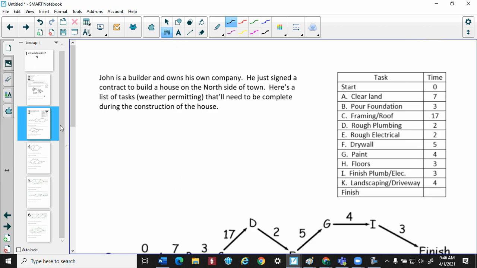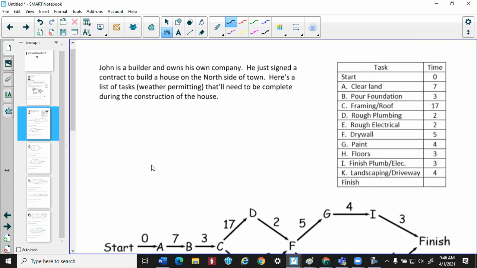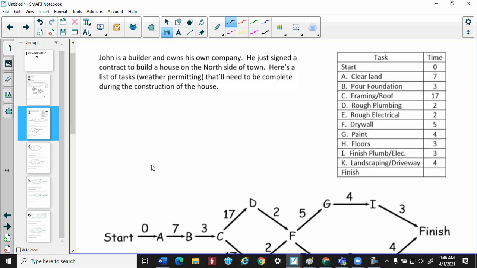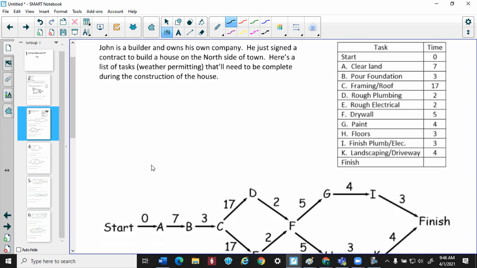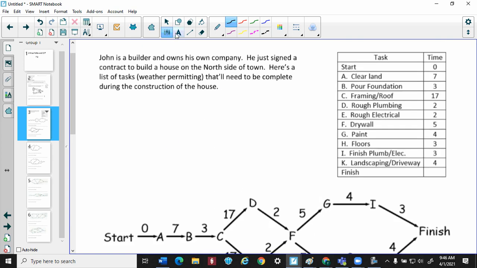So here's your first look at it. John is a builder and owns his own company. He just signed a contract to build a house on the north side of town. Here's a list of tasks that will be needed to complete during the construction of the house. What you're given is a list of the tasks that you don't really need to do anything about, but just take a look.